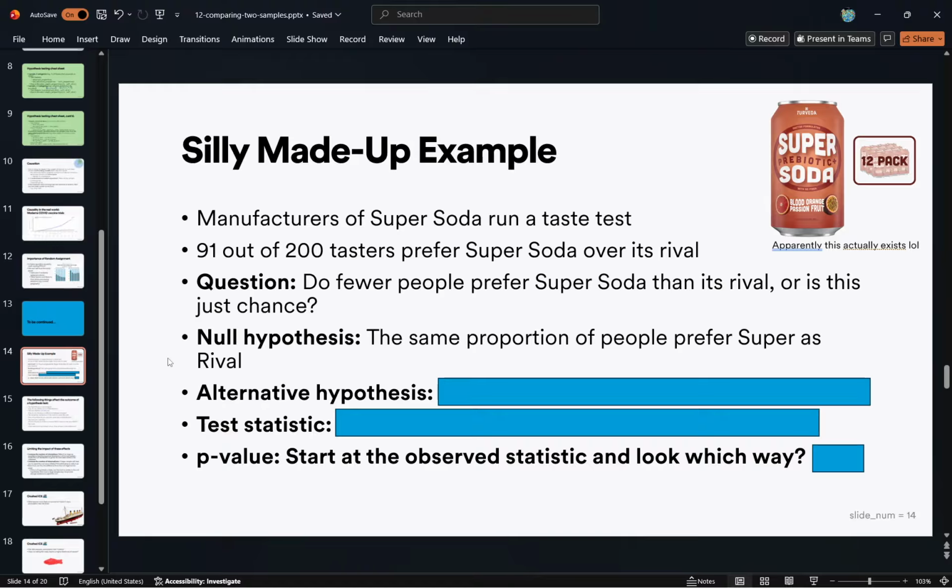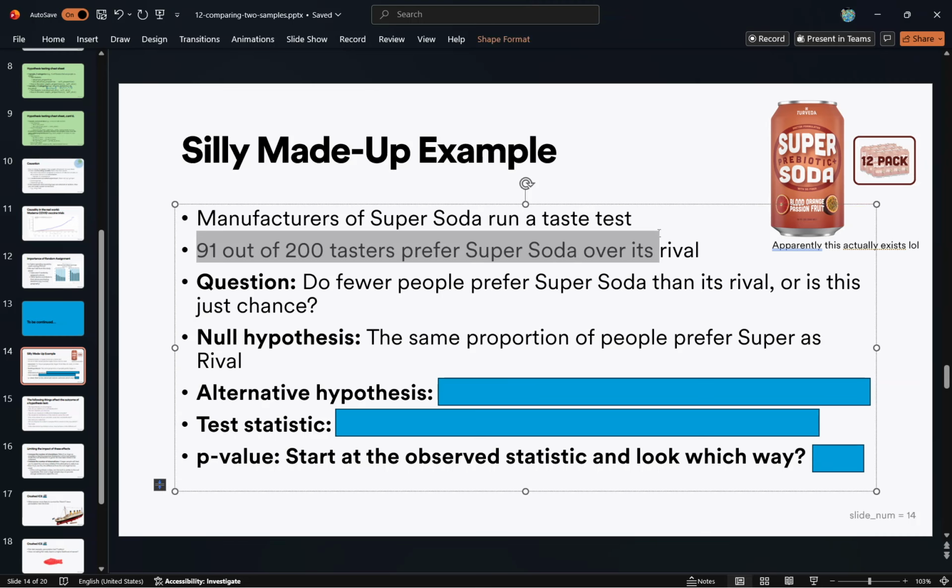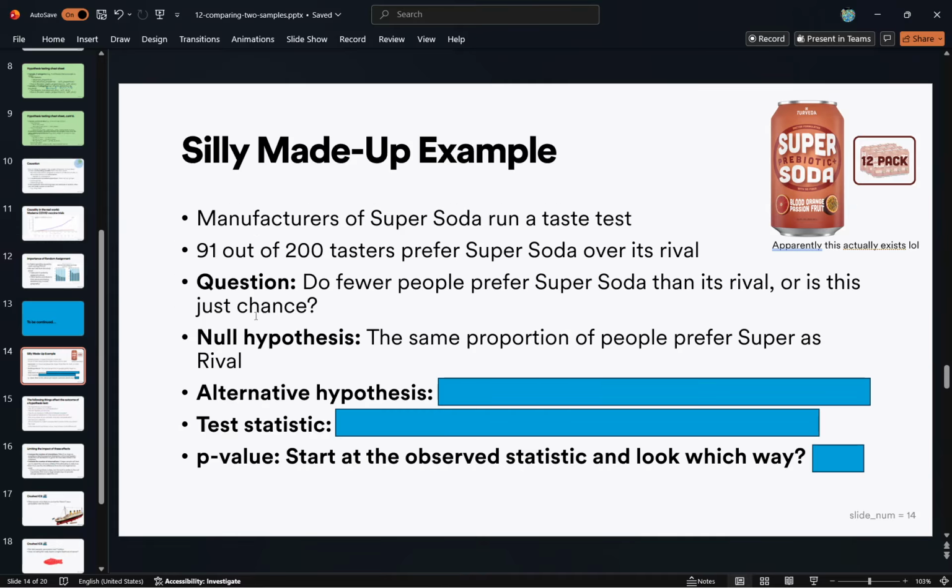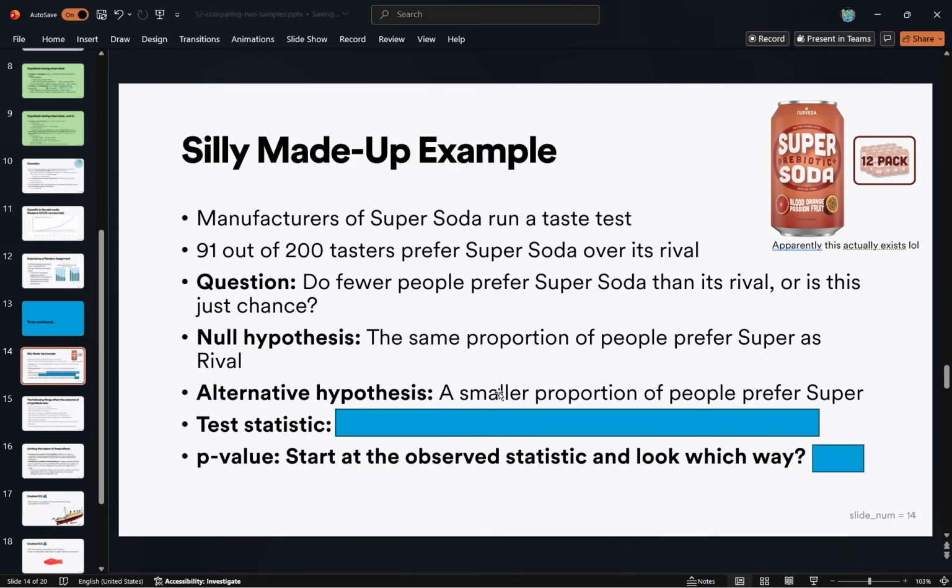So if that's your null hypothesis, your alternative is always going to be the opposite of that. If it's not the same, then it must have been different in the direction usually that you cared about. The alternative was that fewer people like Super Soda. All right, a smaller proportion of people prefer the Super Soda.